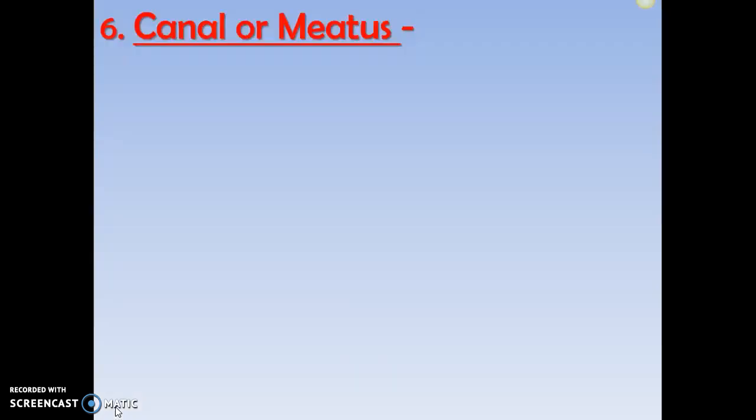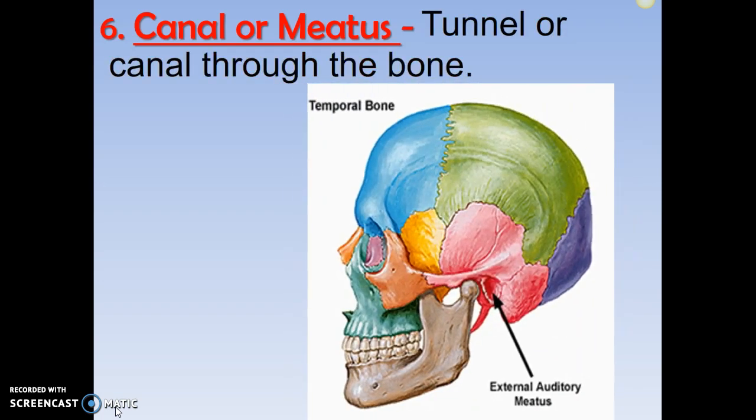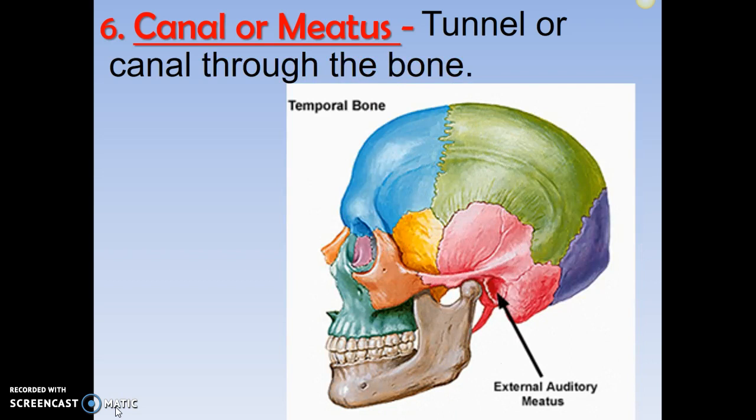And a canal or meatus. Now, a canal, everyone knows what a canal is, right? It's a hole or a channel. If you go through a cave, you're going to meet us in the middle, right? So meatus is another word for canal. In the diagram below, we have the external auditory meatus. That makes sense. External on the outside, auditory, hearing, meatus, canal.